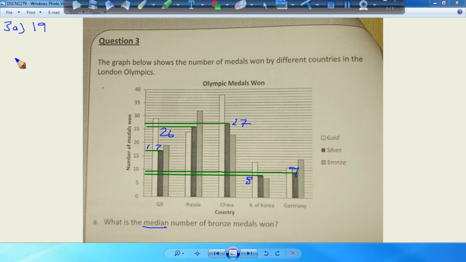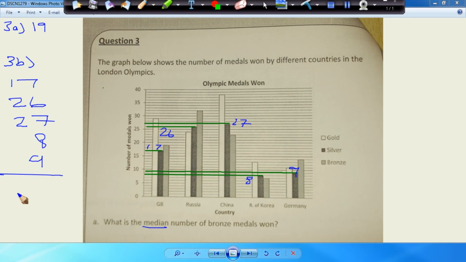So let's do that then. So this is 3 part B. We've got 17, add 26, add 27, add 8, and add, what's the last one? 9. Okay, we've lost the pen. It just got flicked off. We add them up. Okay, let's see. 7 add 7 will give us 14. 14 add 6 will give us 20. Add 8 will give us 28. Add 9 will give us 37.